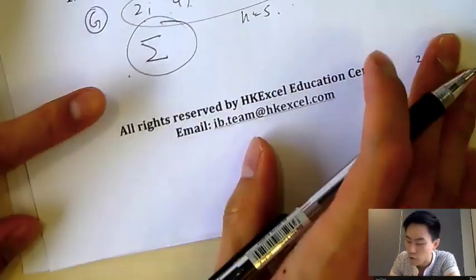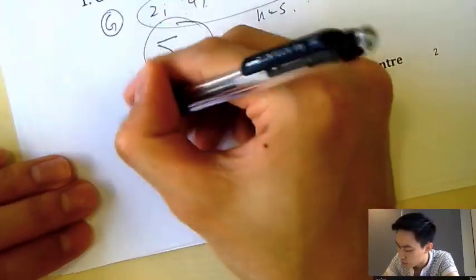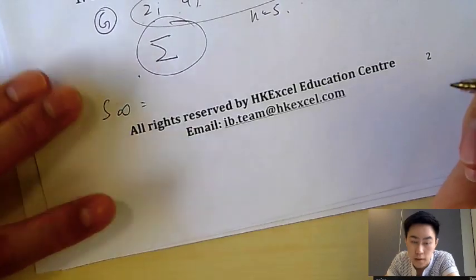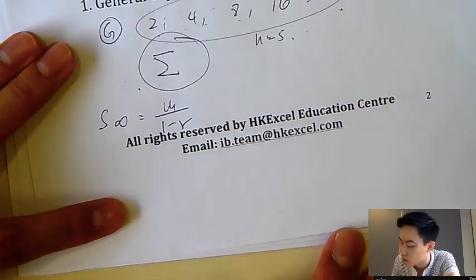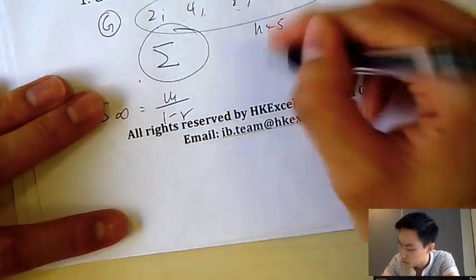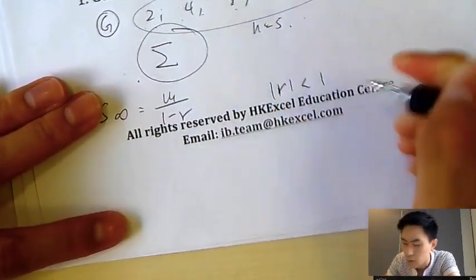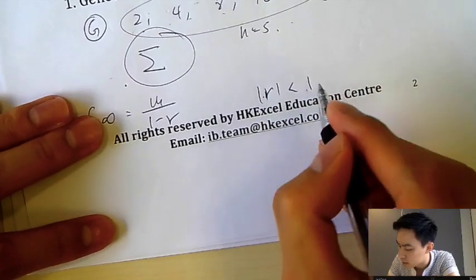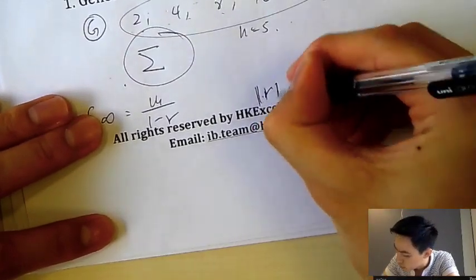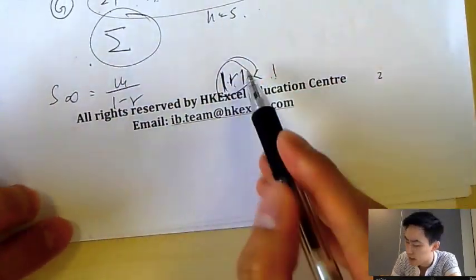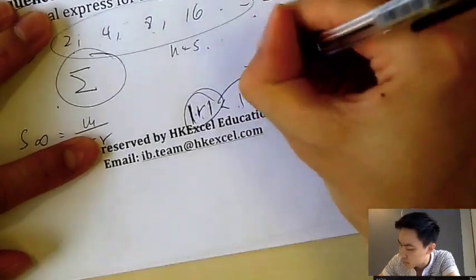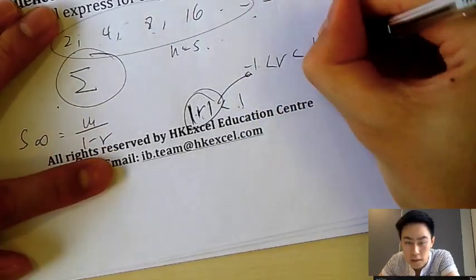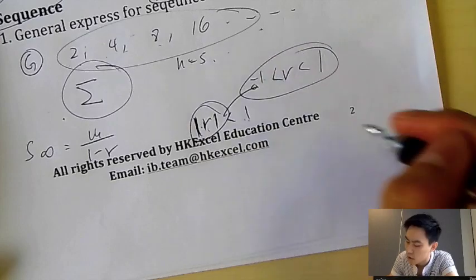And also, one more thing. For our geometric sequence, we have sum to infinity. We all know that is u1 over 1 minus r, right? And for r, there is a limit. So you will see on your data booklet, the modulus of r is smaller than 1. So what does it mean by this? This is actually the modulus sign, and you can express it in this way: r is bigger than -1 and smaller than 1. This is all you need to know about the ratio.